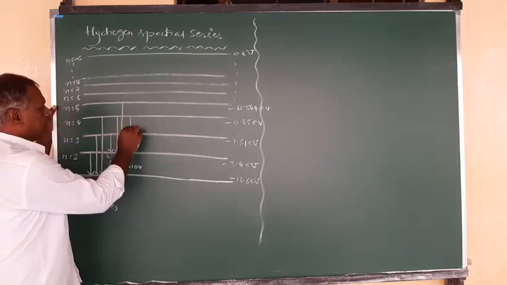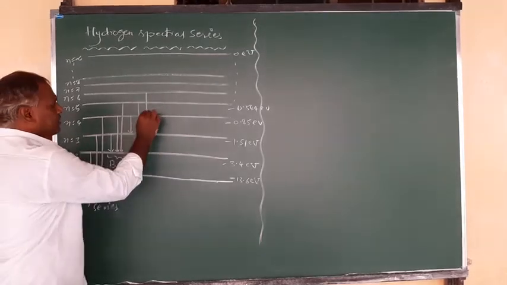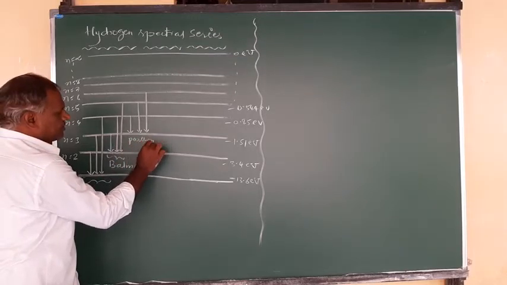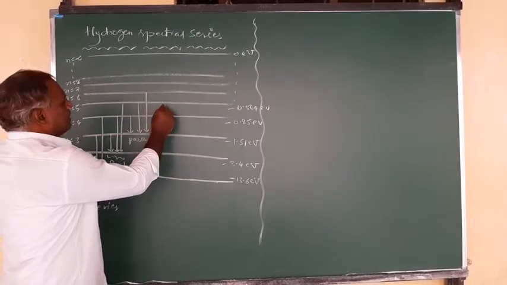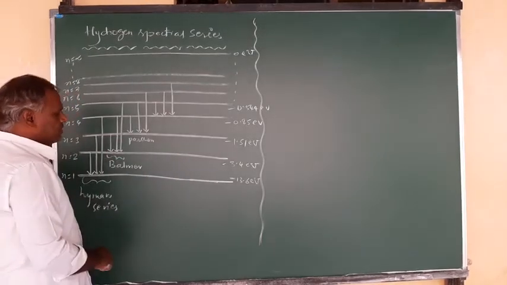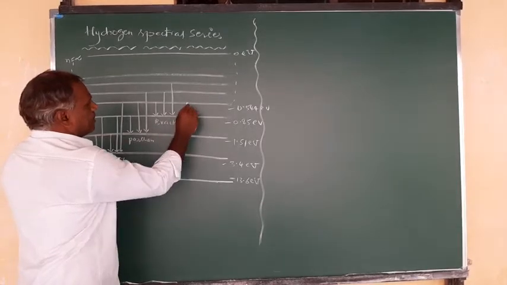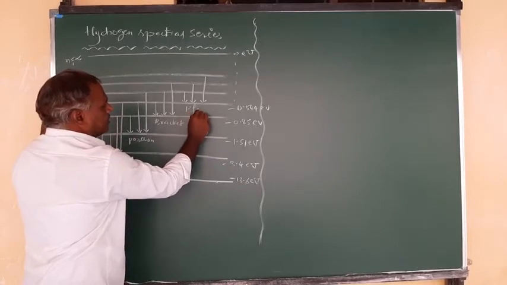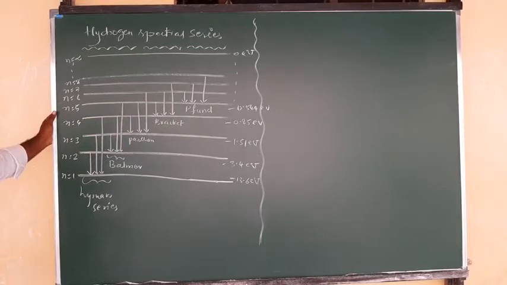And the next one, if the transition is made like this into the third orbit, n is equal to 3, you can observe it is the Paschen series. And next, if it makes the transition into n is equal to 4, it is the Brackett series. And if it makes the transition into the fifth one, it is the Pfund series. So these are the different calculations we can observe.